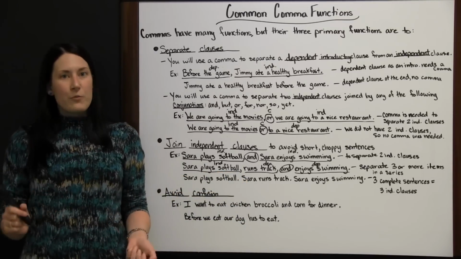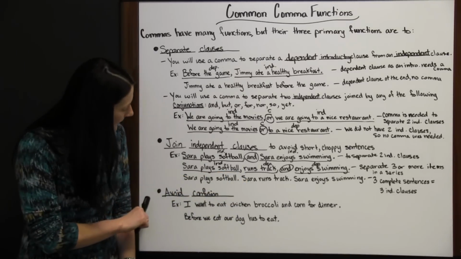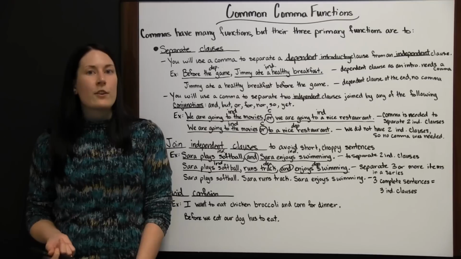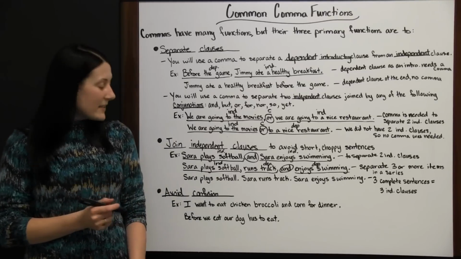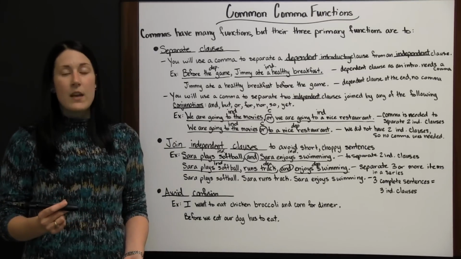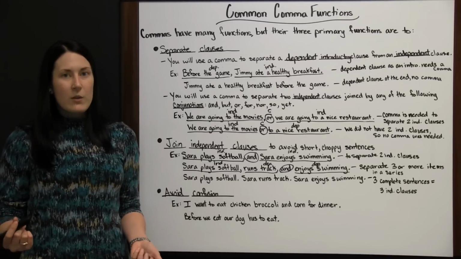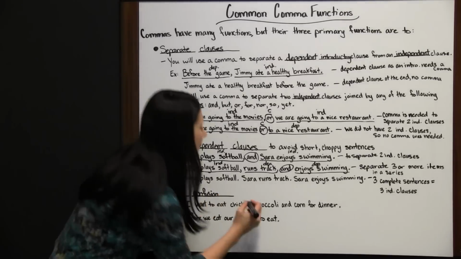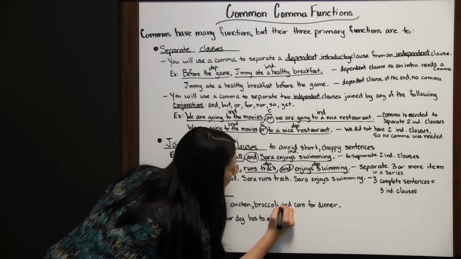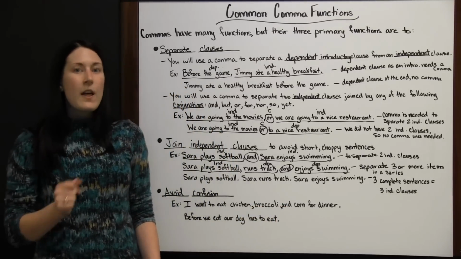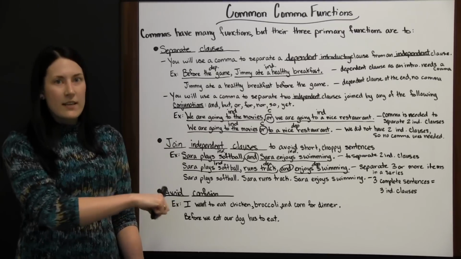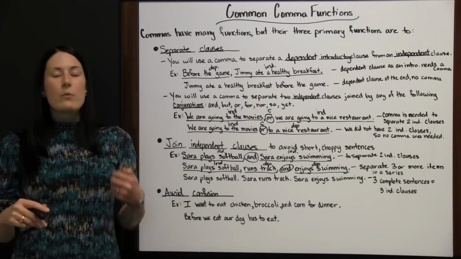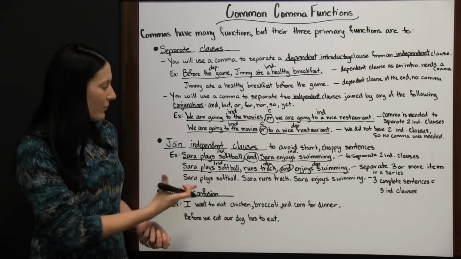Let's look at the third primary function of a comma. They are used to avoid confusion. I want to eat chicken, broccoli, and corn for dinner. Without a comma in this sentence, it sounds like you're saying you want to eat chicken broccoli. Well, you probably don't know what chicken broccoli is, and that's because it's not a real food. What would make more sense is if we said I want to eat chicken, comma, broccoli, comma, and corn for dinner. Then you would be telling someone you would like to eat chicken, broccoli, and corn. Three items, not chicken broccoli, which makes chicken look like an adjective to broccoli.